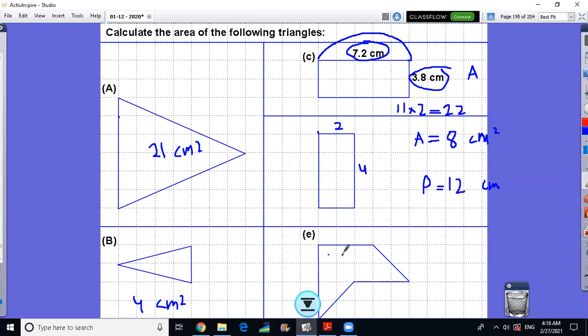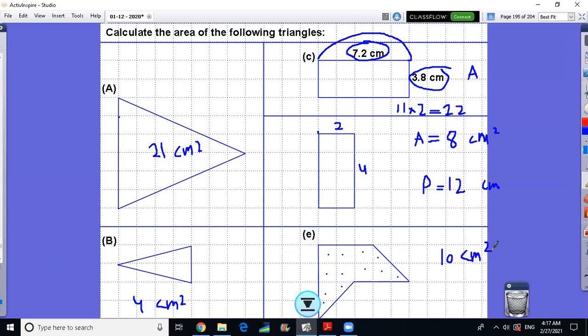So 1, 2, 3. Let's take the complete ones first. 4, 5, 6, 7, 8. All right. Did I finish? No, I didn't finish. So I finished now 8. 8.5. 9. 9.5. 10. So now the area here is 10 centimeters squared.